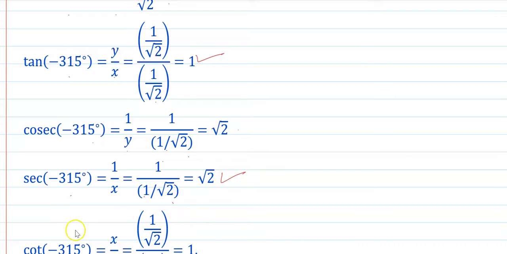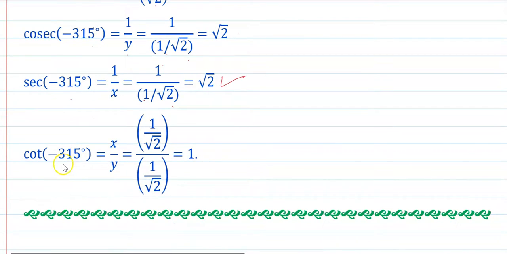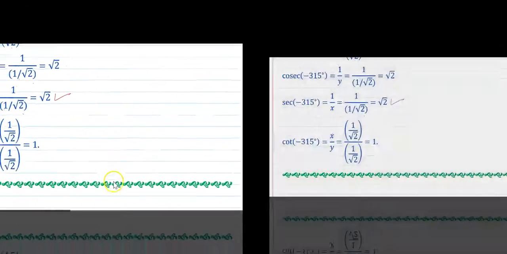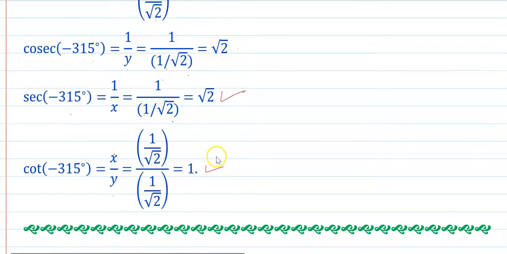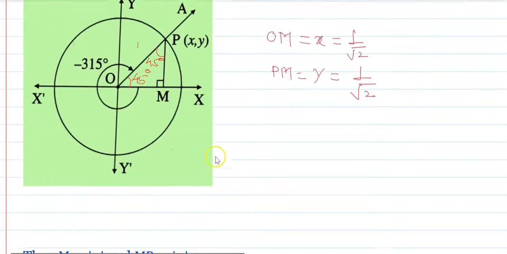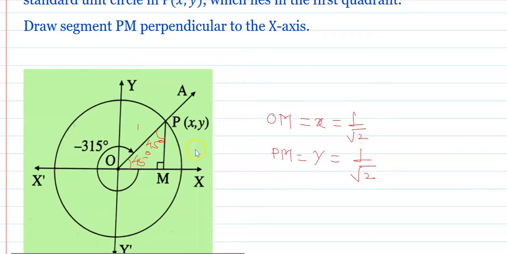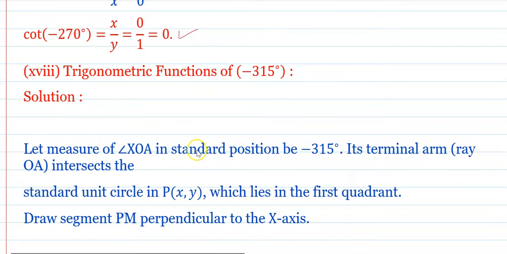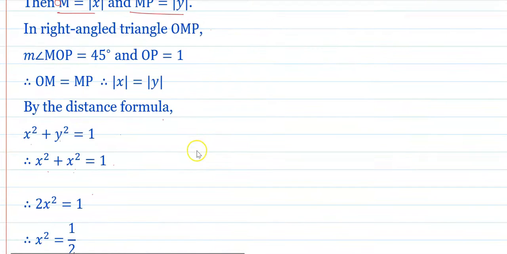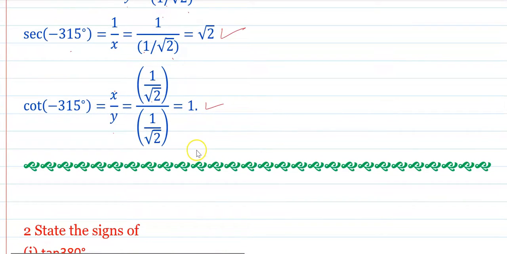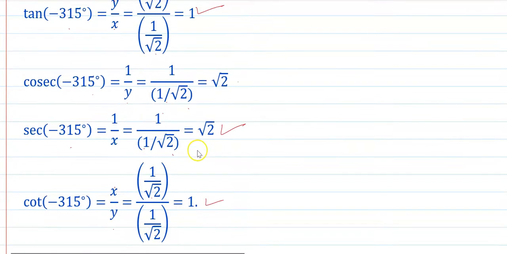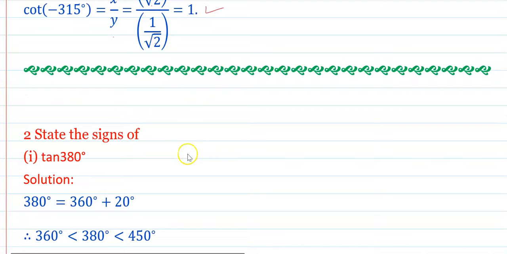And last, cot of minus 315 is equal to x upon y. x is 1 by root 2, y is also 1 by root 2, and hence that is equal to 1. Now this point lies in the first quadrant and hence all the trigonometric functions have positive values. And in this way we have completed this biggest question, that is question number 1.